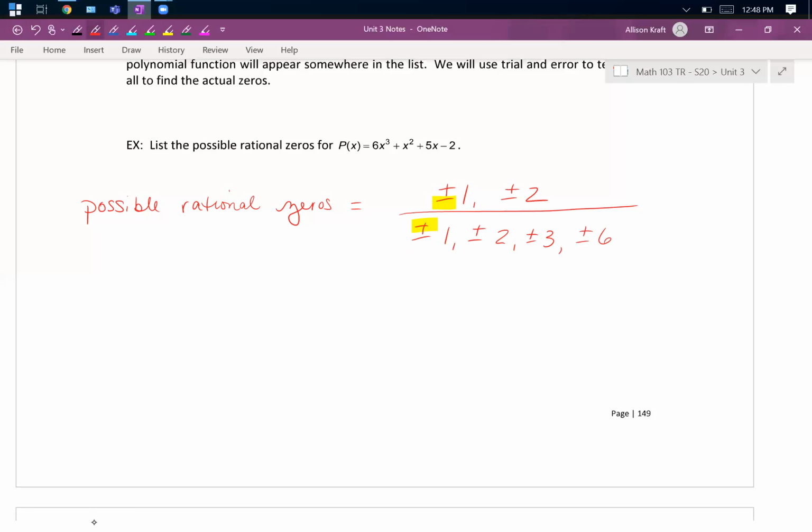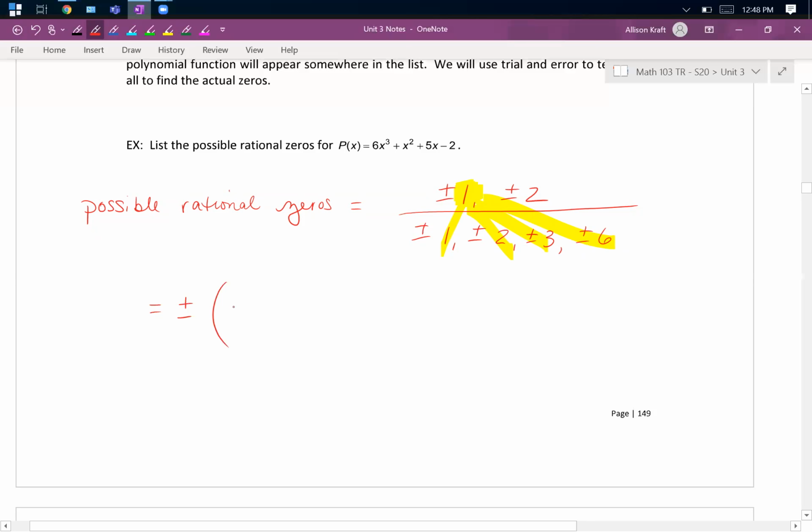And when we simplify this, every one of our answers is going to be a plus or minus. So I usually just write plus or minus and then a big parenthesis. Now we want to simplify this list. I encourage you to do it in a very systematic way so that you don't miss anything. I'm going to start with the first number in the numerator, and I'm going to take it over every number in the denominator.